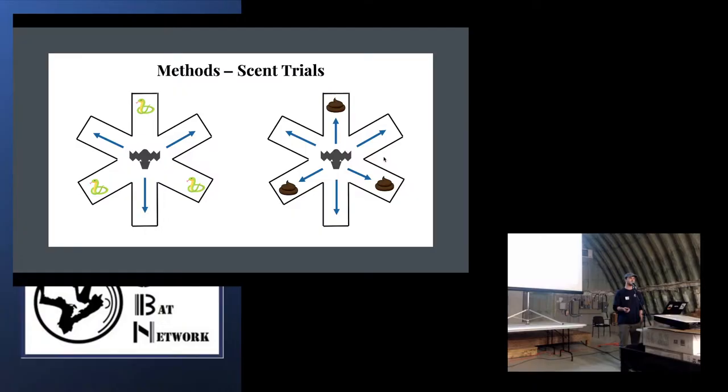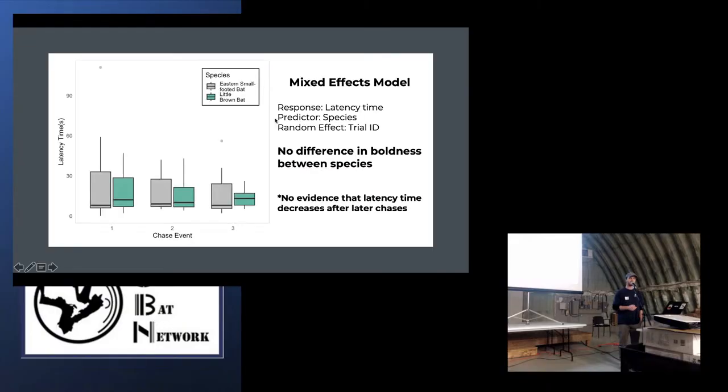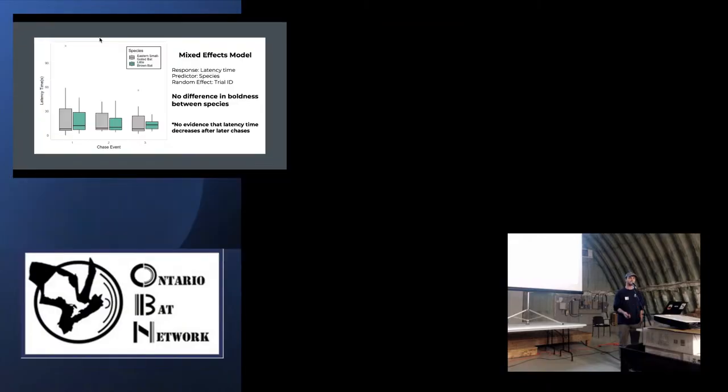So looking at the results, the first question of whether rock roosting bats exhibit boldder behaviors. I performed a mixed effects model using latency time, which I defined earlier, as my response, and the predictor being species, with a random effect of trial lighting. And what I found is that there was no difference in boldness between species.